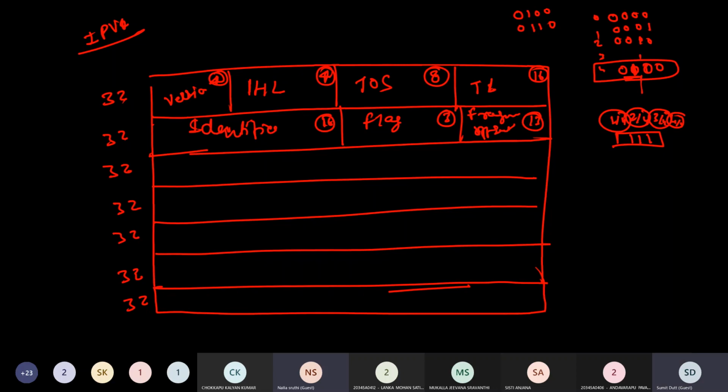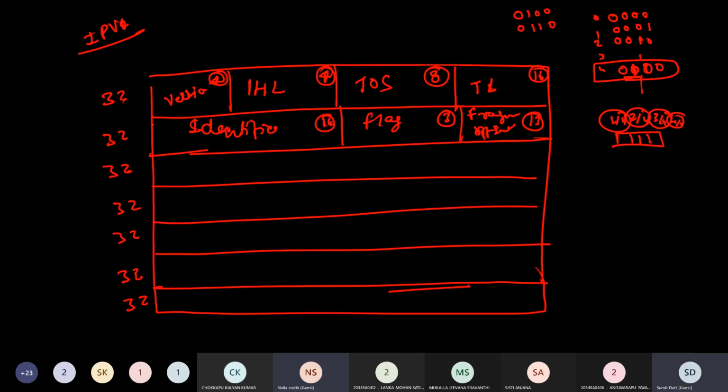So fragment offset. Do you know what is the function of a router? What is the function of a router? A router basically works in 3 Fs: forwarding, flooding and filtering. I will explain it later. So one router is capable of doing the segmentation again. If a router is not able to fit that complete traffic in one packet, the router can do the segmentation again.